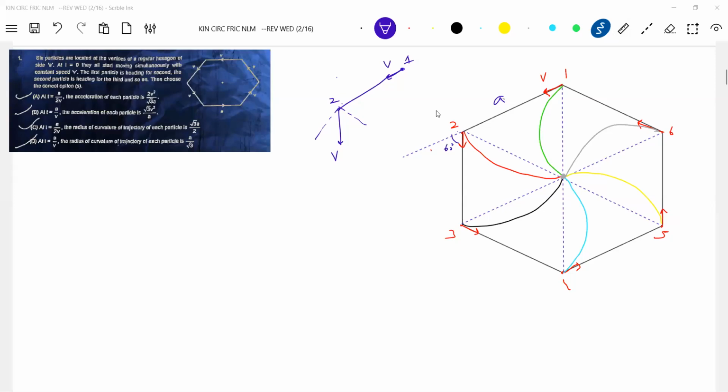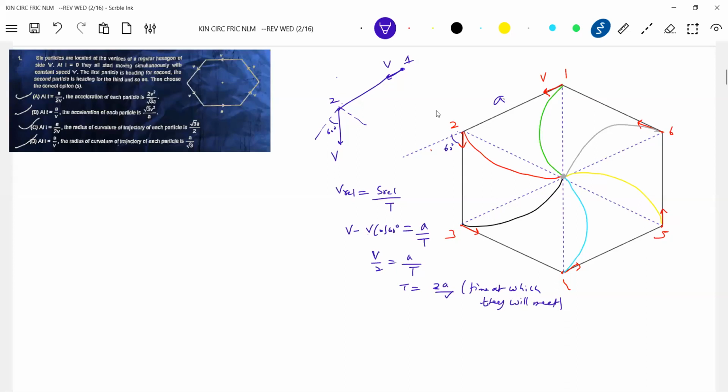Then what is the relative velocity between them? V relative is equal to S relative by time taken for them to meet. V relative will be V minus V cos 60 degrees. S relative is A, and T. So this is equal to V by 2. This is the time at which they'll meet.